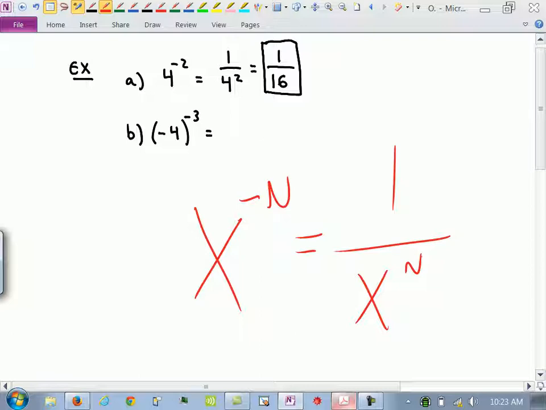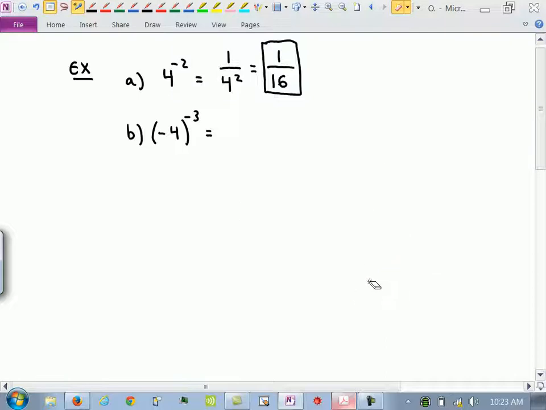So my x in this problem is actually what? My x is that negative 4 right there, isn't it? That's my x. Okay, so let's see if we can rewrite this using that property. This should equal 1 over x, what's x? Negative 4 to what power now? Positive third. The question remains right now, do I need the negative 4 in parentheses or not?